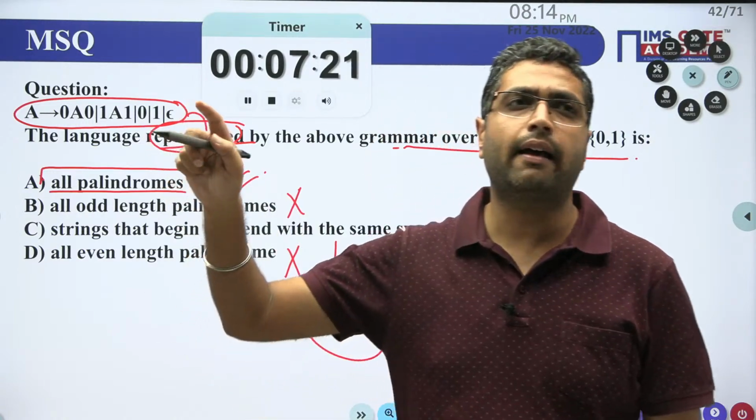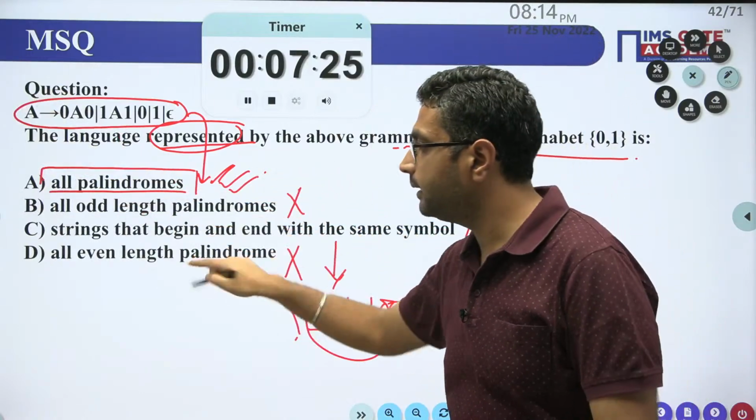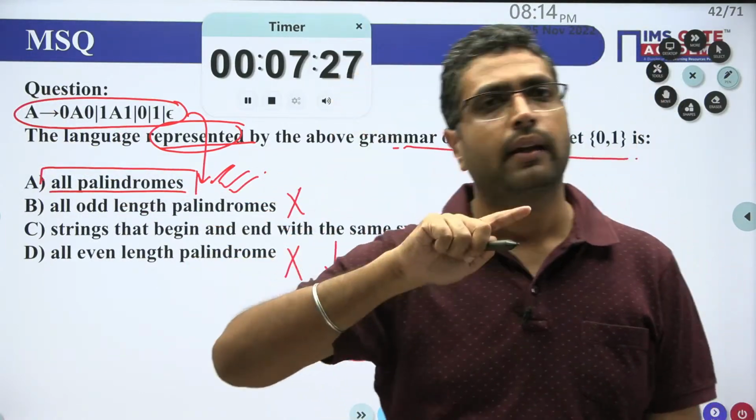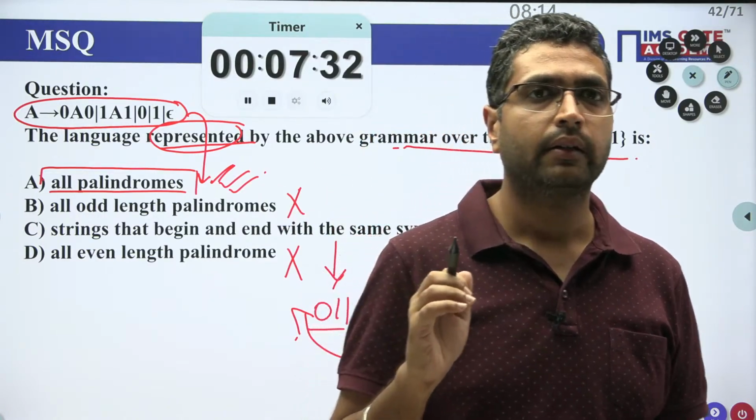If the question would have been "the grammar includes", then the option will be A, B and D. When we say represents, then it has to be the exact thing, right?